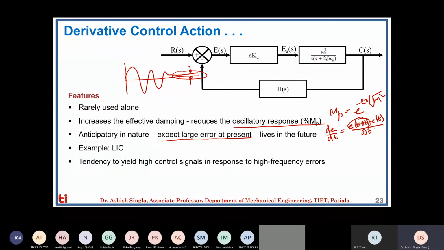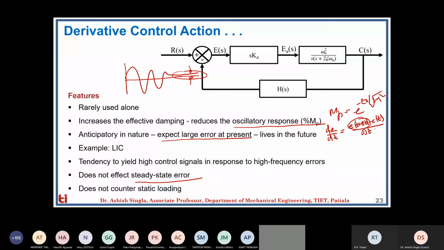And it also has the tendency to yield high control signals, because at high frequency the rate of change will be very high. So it has the tendency to yield very high control actions. And as I mentioned, it does not affect the steady state error. So from the point of view of steady state error, if you want to have any control using the derivative control action, nothing will happen. Again, it does not counter static loading. Static loading we'll also discuss in the next control action. What do we mean by static loading?